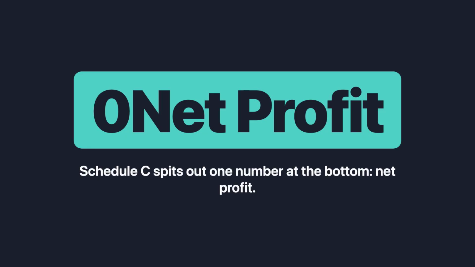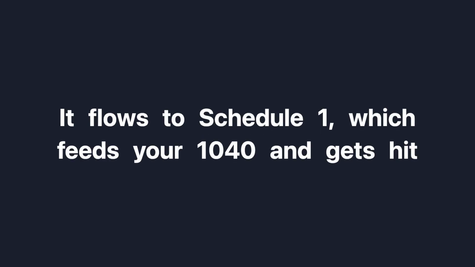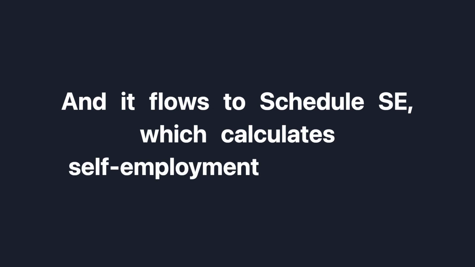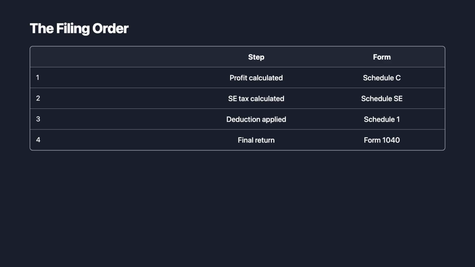Schedule C spits out one number at the bottom, net profit. That number then does two jobs. It flows to Schedule 1, which feeds your 1040 and gets hit with ordinary income tax at whatever bracket you land in. And it flows to Schedule SE, which calculates self-employment tax, your Social Security and Medicare, both halves, because you're the employee and the employer now. That's the whole architecture. Schedule C, then Schedule SE, then Schedule 1, then the 1040.